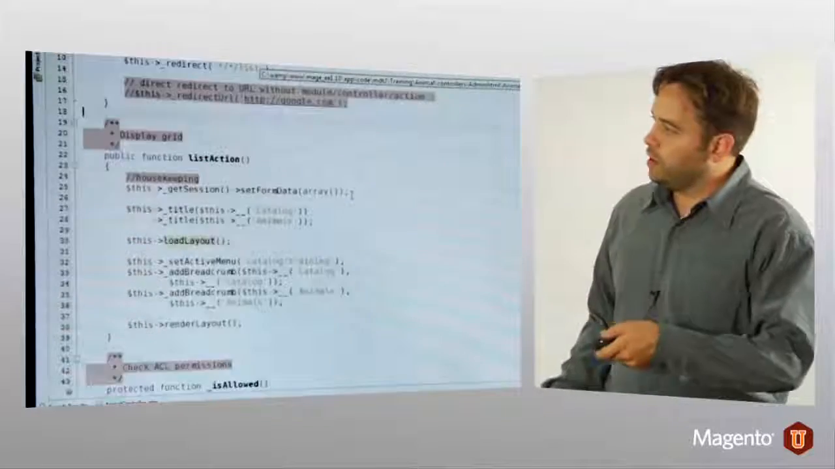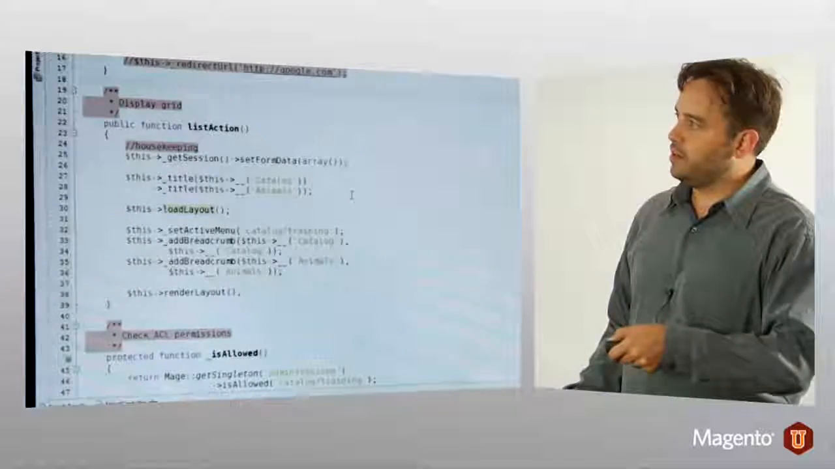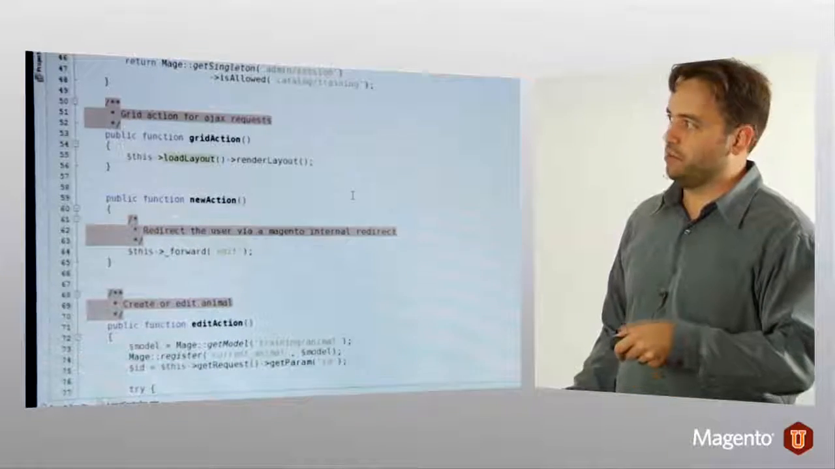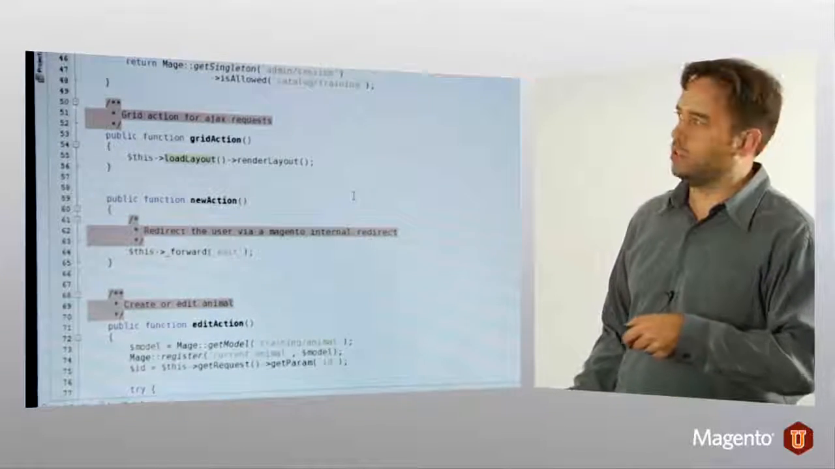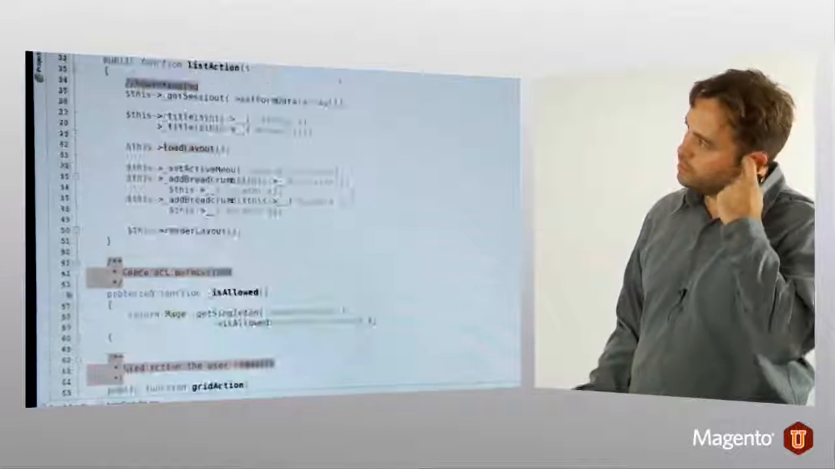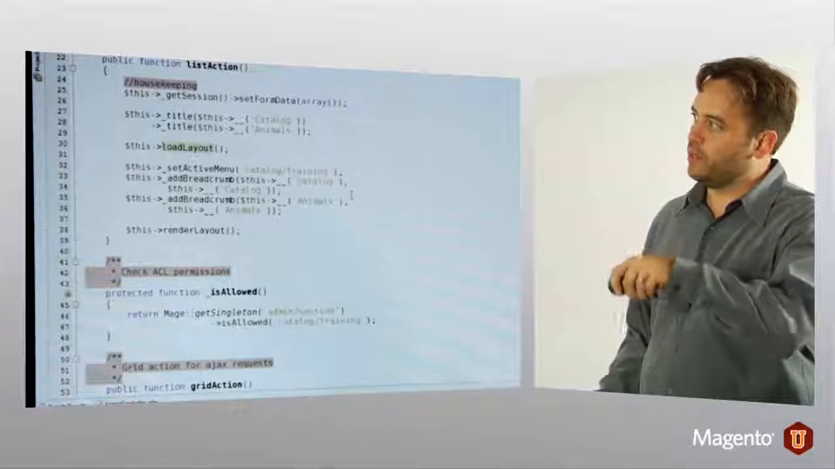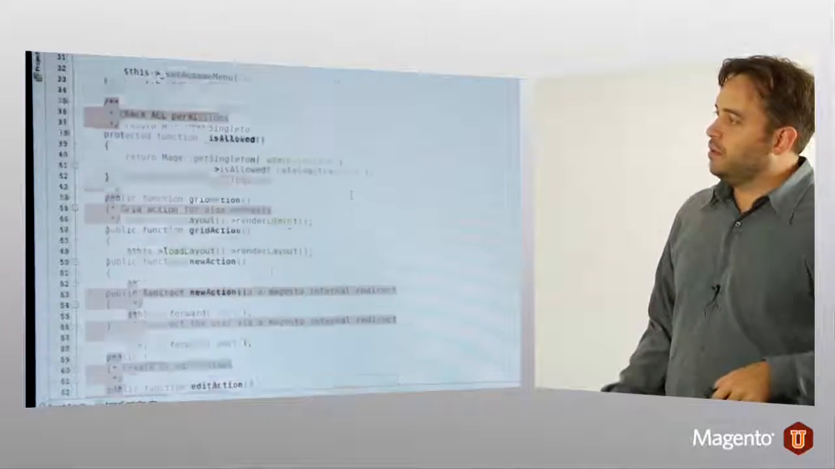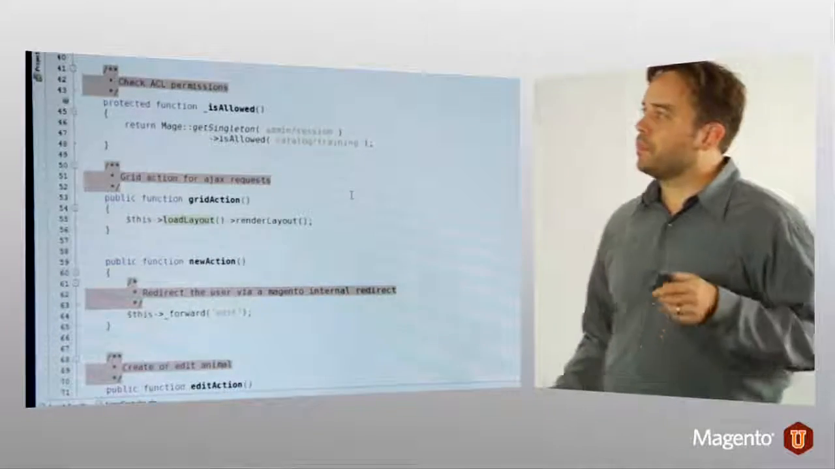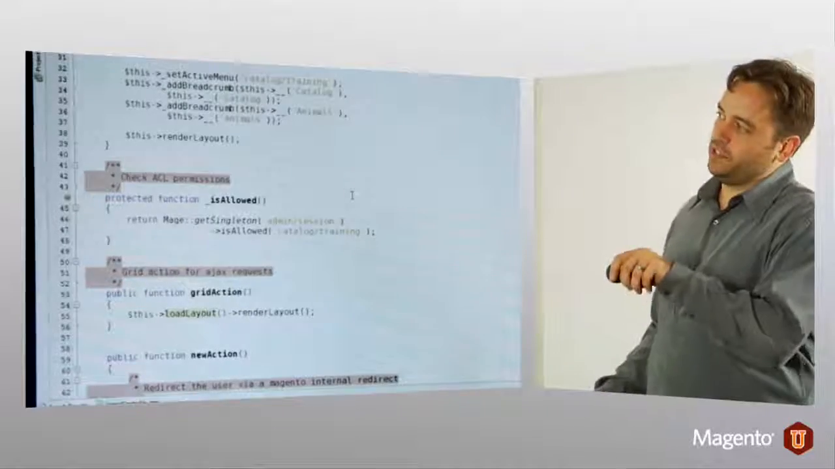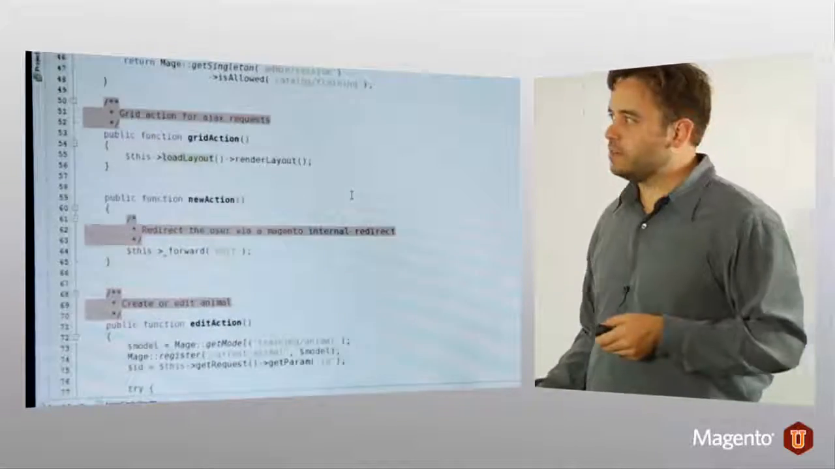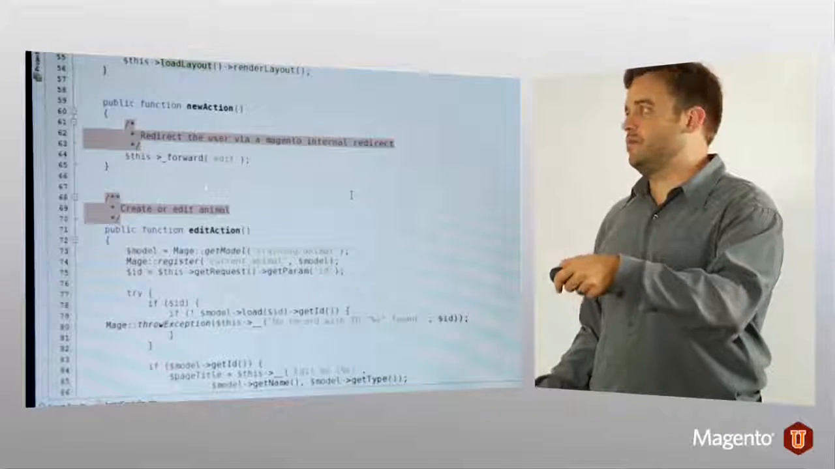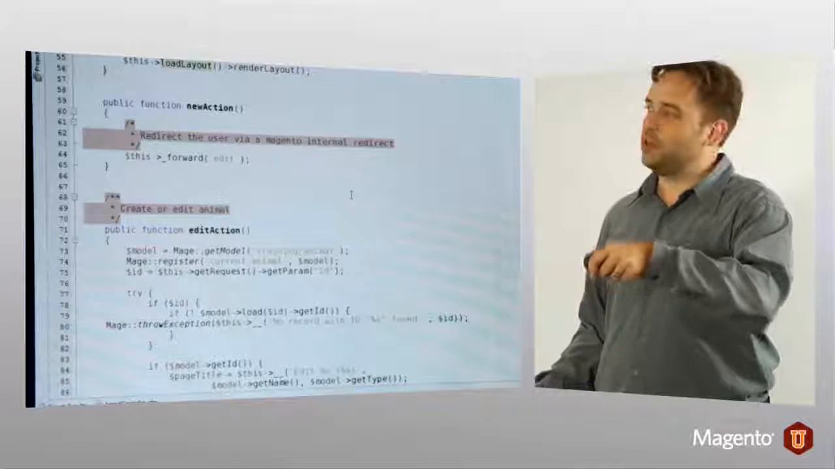Here's our list action. Load layout, that's going to call that layout instruction. And here's our grid action, same thing: load layout, render layout. Of course, we're not doing anything with the rest of the page, so we don't need any of this other stuff. And obviously, is allowed is for our ACL check. Now, the new action, again, we're basically just referring over to edit.